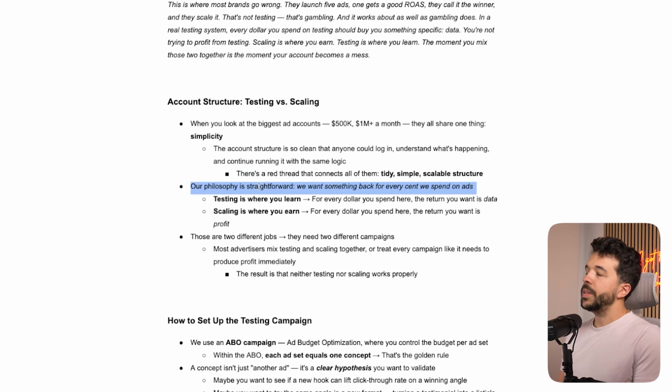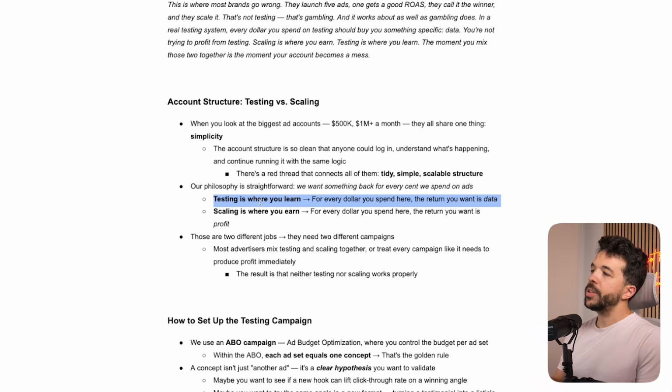Now, our philosophy, as I said before, is straightforward. For every dollar, every cent we spend on ads, we want something back. And we have two things mainly that we want to get. In the testing phase is data. So in the testing campaign is where we want to learn. For every dollar we spend here, the return we want is data. If we get profit, that's good.